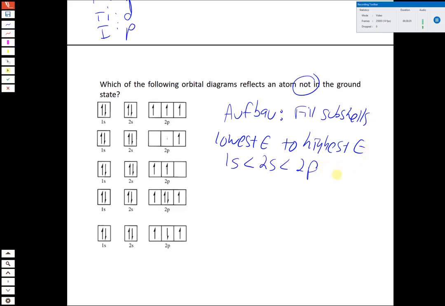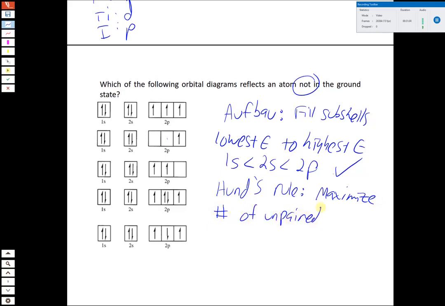So none of these configurations disobey the Aufbau principle because they all fill the 1s and the 2s before putting electrons in the 2p. So then what's going to allow us to identify which of these is and is not a ground state is to look at Hund's rule. Really, there's more than one Hund's rule, but we'll just call it Hund's rule for now because we only need to worry about the one in this class. And Hund's rule states that we want to maximize the number of unpaired electrons.